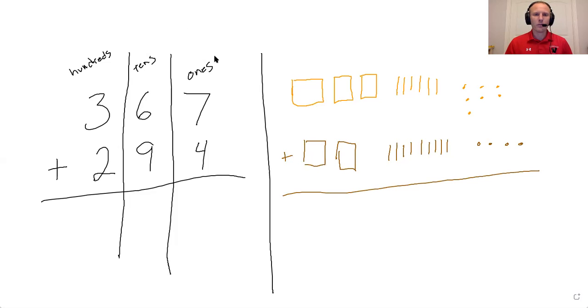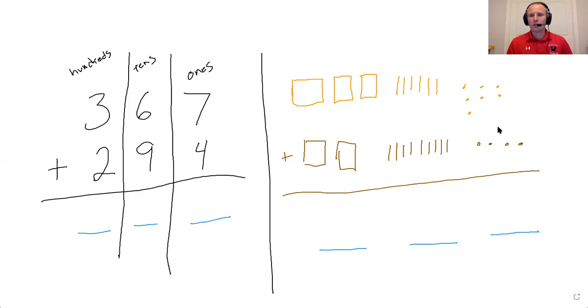Okay, so what do we do? Well, we start over here. Again, we can only have 1 digit in each of these places. We cannot put 2 digits in any one column in our answer, in any of the place values. So 7 plus 4, let's do that first. 7 plus 4 is 11. And because 11 is a 2-digit number, I can't put 11 there. I can only have 1 digit.